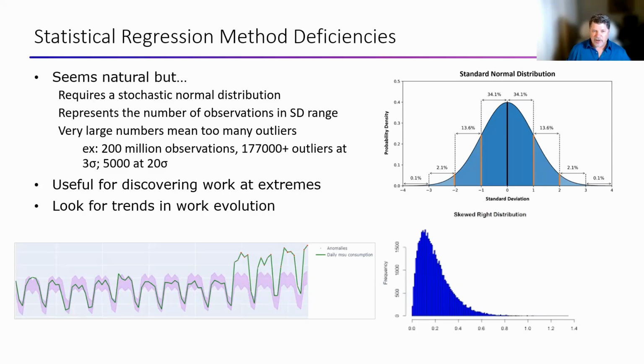And so at 3 standard deviations, we found 177,000 outliers at that number. If we increase the number of standard deviations that we're measuring out to 20, we drop down to 5,000. But 5,000 is still a fairly large number, right, of things for us to look at. So we have to consider, what does that really mean for what we're trying to achieve here, okay?